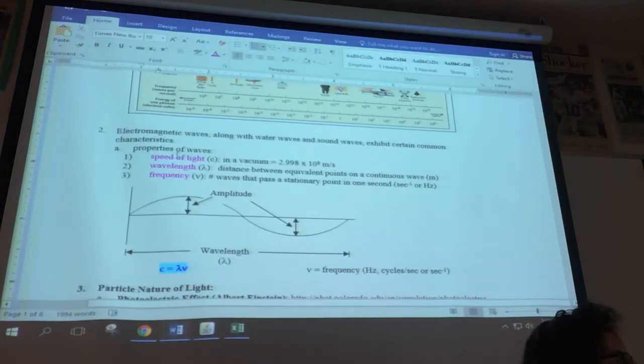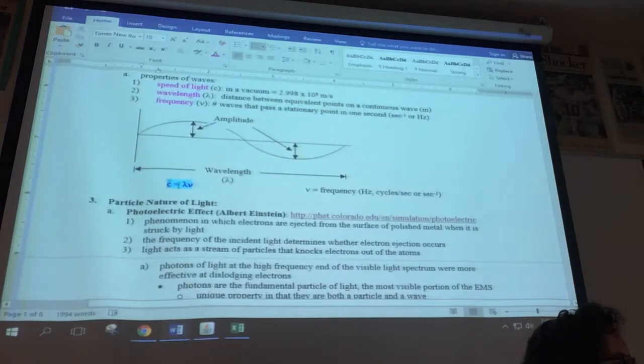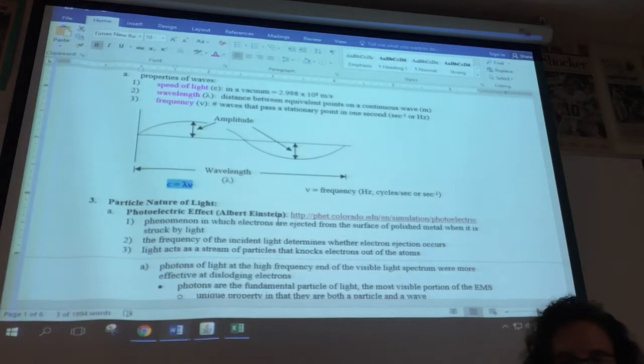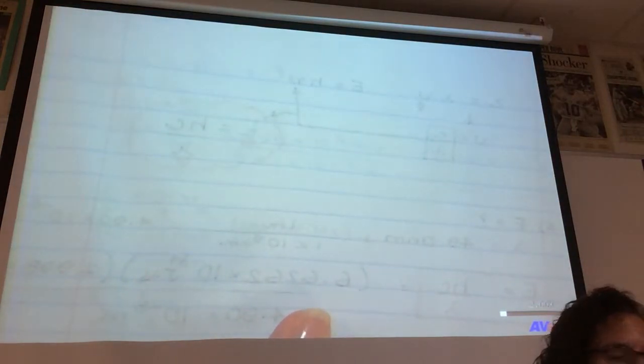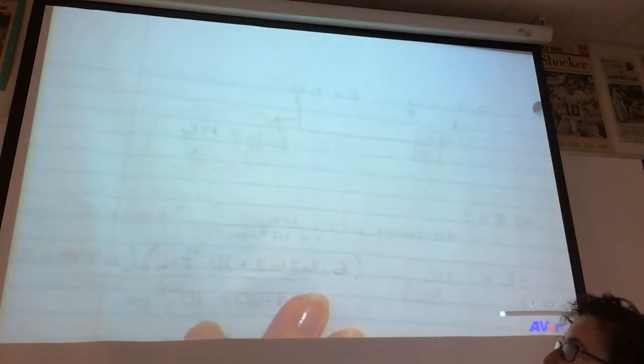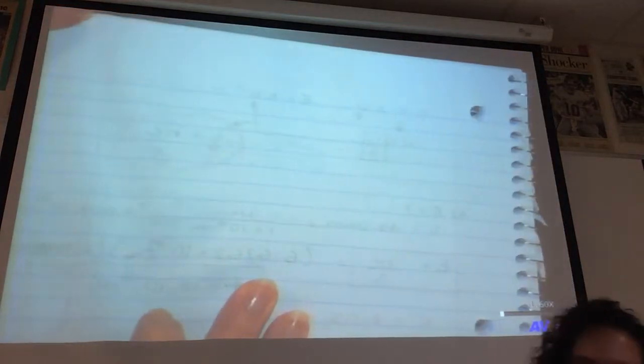The relationship between these three variables can be established with this equation here. We have the speed of light is equal to the wavelength times the frequency. And I do want to review some concepts in regard to proportionality with variables. I think this will help you quite a bit in here and in math as well.